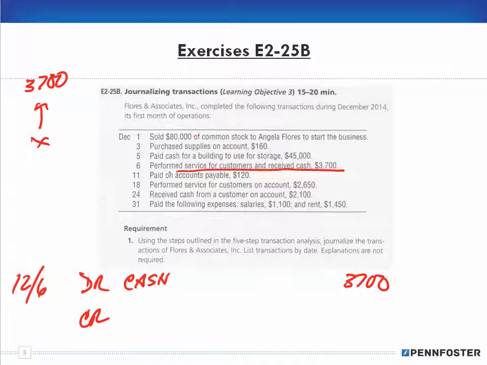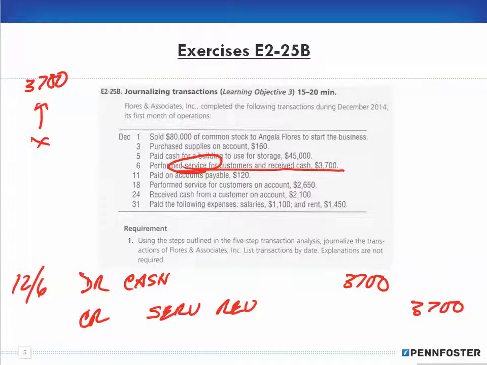Well, what am I doing here? I'm performing service. Okay, so that's the normal operation of my business. So I look under my sales accounts and I see service revenue, maybe. Okay, let's see. Yep, that's what they put in the answer, service revenue, and that's a credit for $3,700. It could have been sales revenue or could have just been called sales, when you're performing the service.